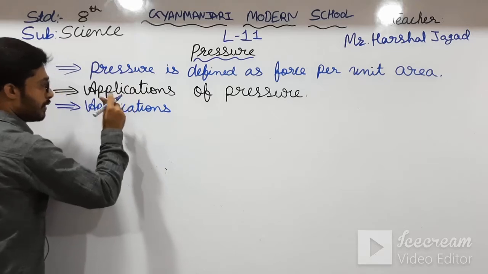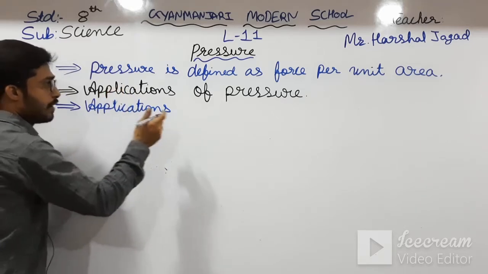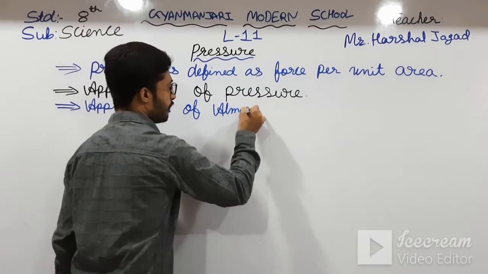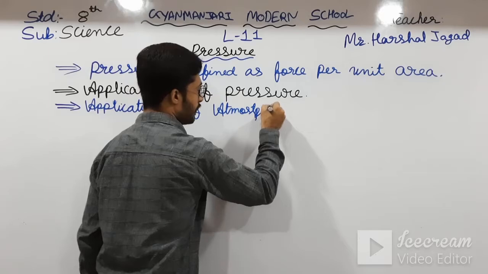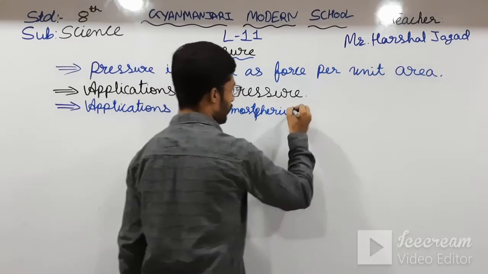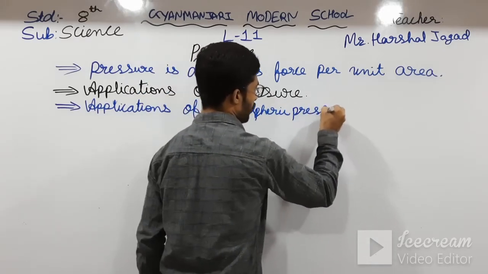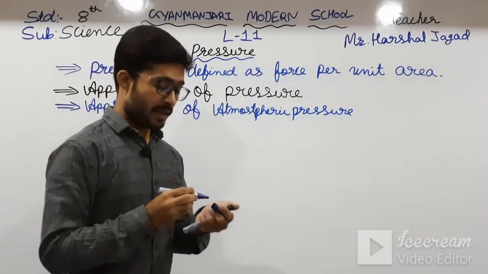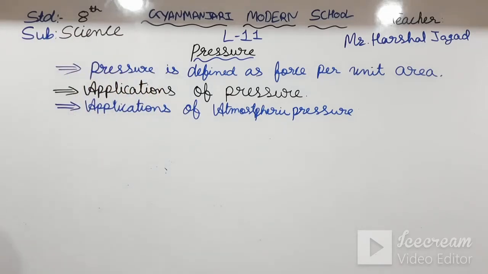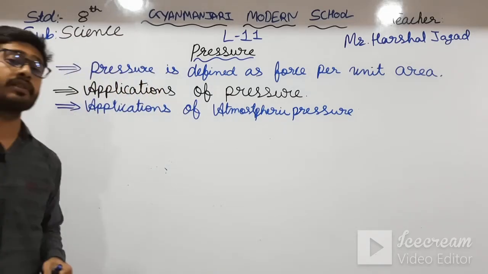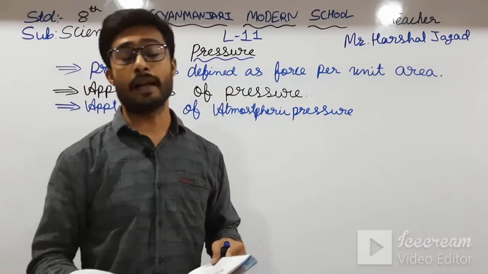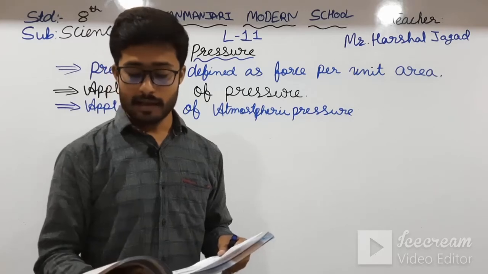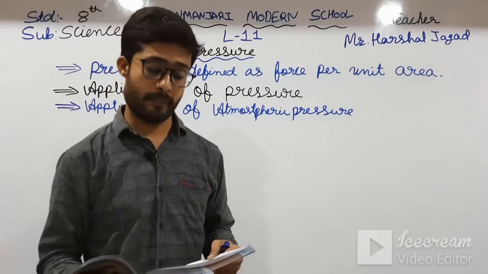Applications of atmospheric pressure. So first of all, we have seen what atmospheric pressure is. Let me read the definition. The pressure exerted on an object by the weight of the air above it is called the atmospheric pressure.